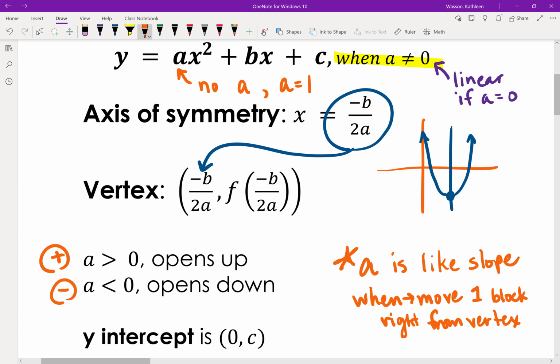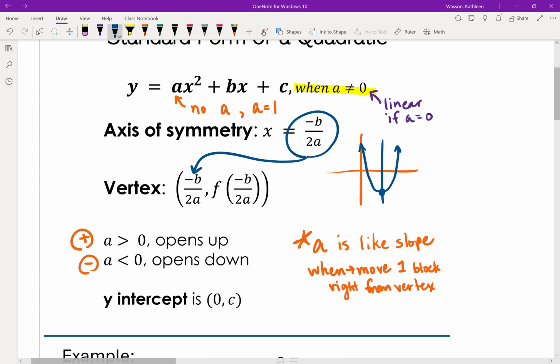The y-intercept is at 0, c, and this is something that you can just remember if you're a remember-little-odds-and-ends-of-things person. And if you'd rather not have different little tricks and things to remember, we can sort out where the y-intercept is. Without this, it will turn out to be at 0, c. The reason is, well, the y-intercept happens at the y-axis. And at the y-axis, x is 0.